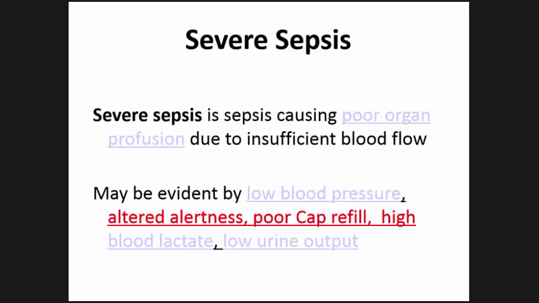So severe sepsis causes poor organ perfusion due to insufficient blood flow, and this can be evidenced by low blood pressure, altered alertness, poor capillary refill, high blood lactate level. Remember lactate because that's key here. Low urine output. Any and or all of these things may be present. If you get it early, none of them may be present. So it depends on where in the pathological process you find the patient.